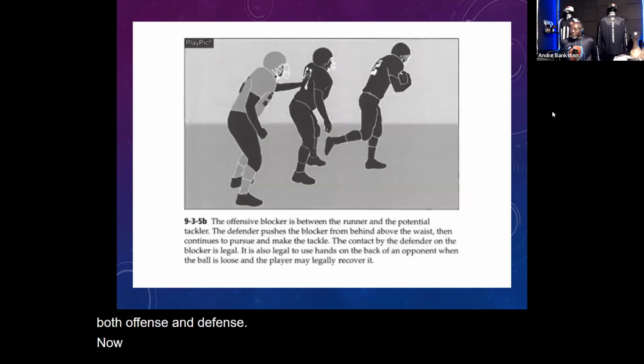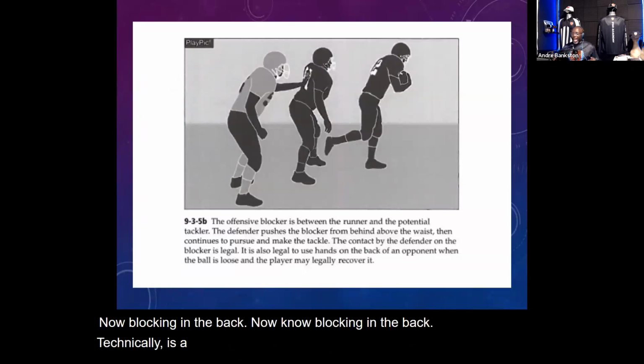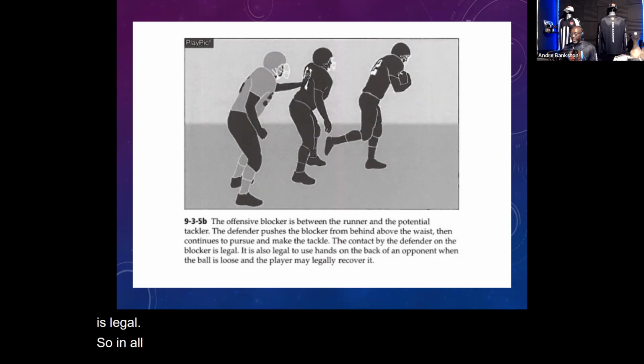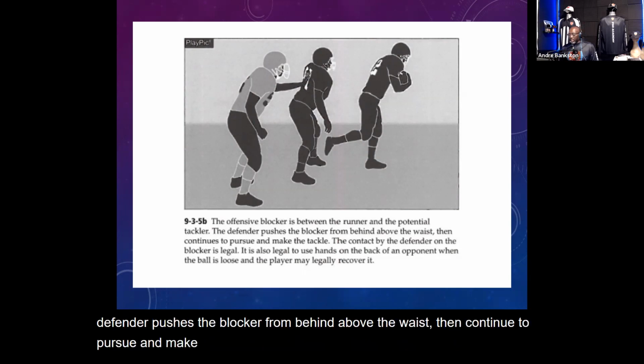Now, blocking in the back. We know blocking in the back technically is a foul. However, there are instances where blocking in the back is legal. So an offensive blocker is between the runner and the potential tackler. The defender pushes the blocker from behind above the waist, then continues to pursue and make contact. The contact by the defender on the blocker is legal.